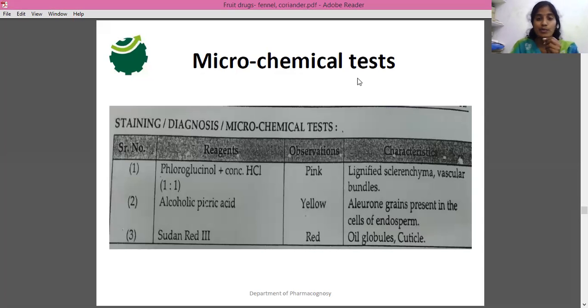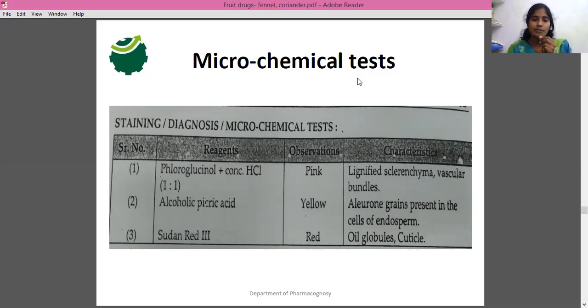Next, before starting the microscopy of the powder drug and the crude drug, we have to know what type of microchemical test we have to perform to identify the microscopical characters. This microchemical test is mainly done for the powder drug and also for the crude drug. The first one: we take the crude drug powder or section, then add phloroglucinol plus HCl solution in a 1:1 ratio, so that all the lignified sclerenchyma and vascular bundles present in the crude drug or powder will turn pink.